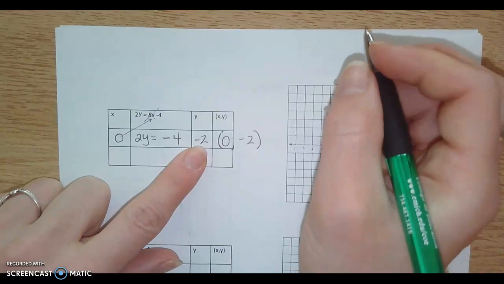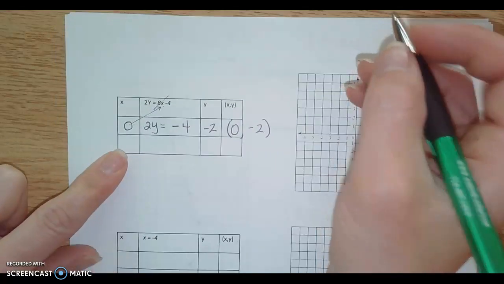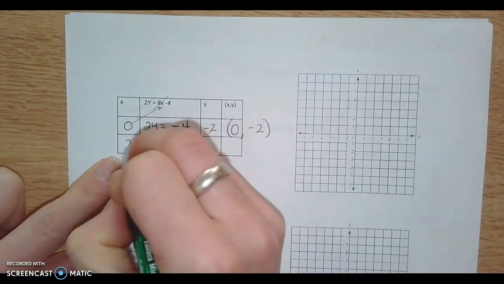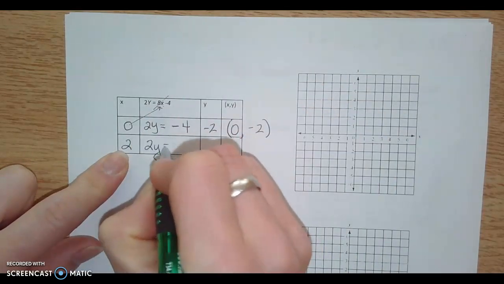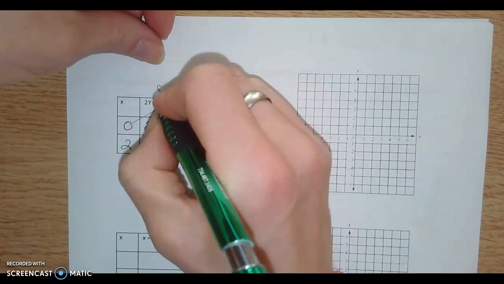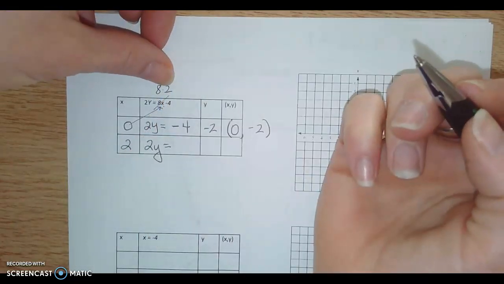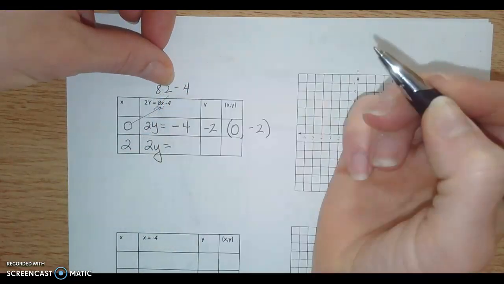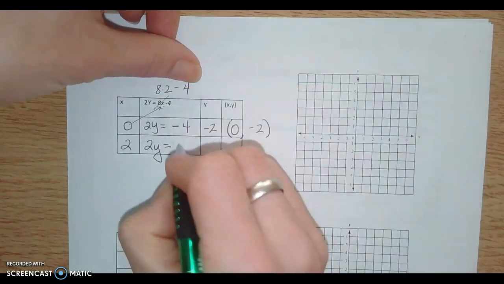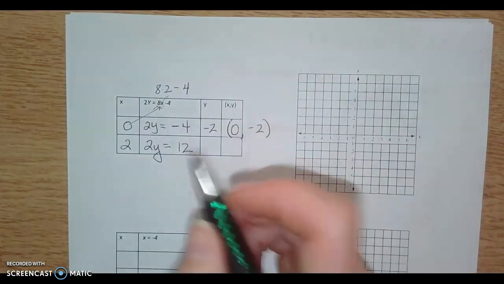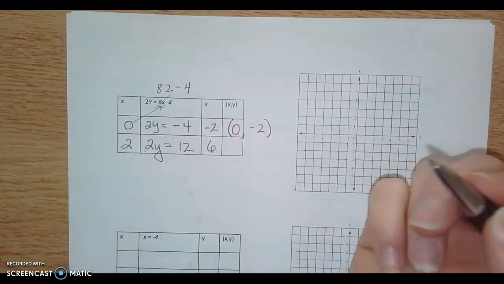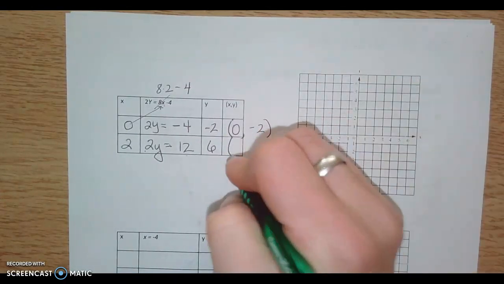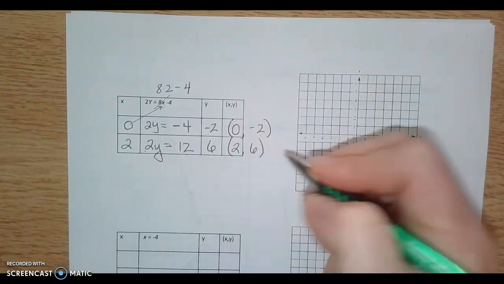Well, what's another easy one I might be able to plug in? What if I plug in 2? So what if I try x is 2? Again, I'll have 2y on this side. Then 8 times 2 here would be 16 minus 4. 16 minus 4 is 12. Well, 2 times what makes 12? Oh, y would have to be 6. So I get the point 2, 6.